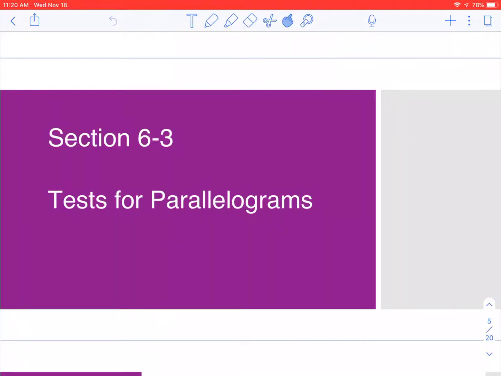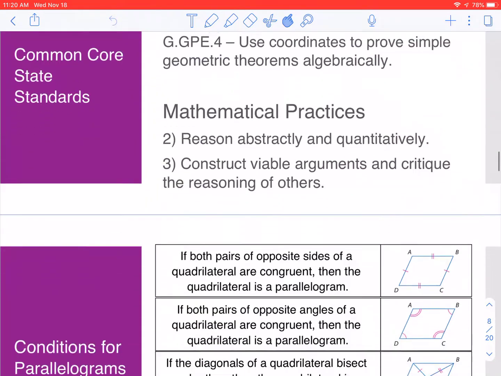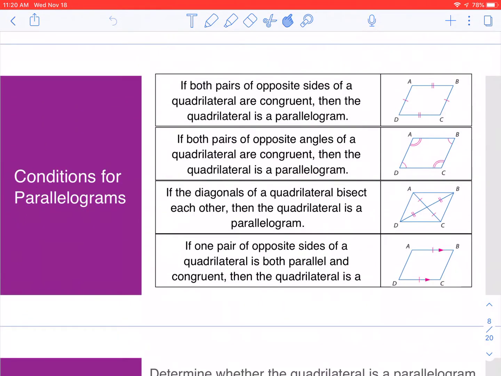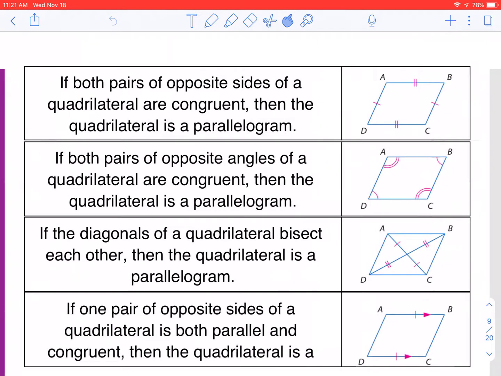All right, section 3.3, tests for parallelograms. This will be very similar to 6.2, some slightly different problems. Okay, so conditions for parallelograms. This is good to go review again from the other day.